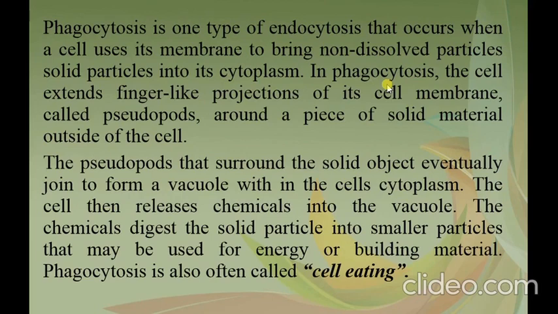In phagocytosis, the cell extends finger-like projections of its cell membrane, called pseudopodia. As we have seen earlier, the cell membrane forms pseudopodia around a piece of solid material, you can say a drug, outside the cell, and the pseudopodia that surround the solid object eventually join to form a vacuole within the cell cytoplasm. The cell then releases chemicals into the vacuole, and the chemicals digest the solid particles into smaller particles that may be used for energy or building material, and it is also known as the cell eating process.